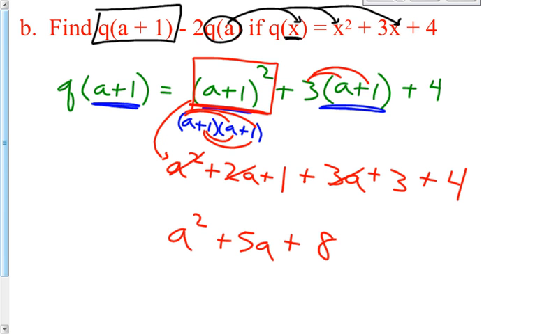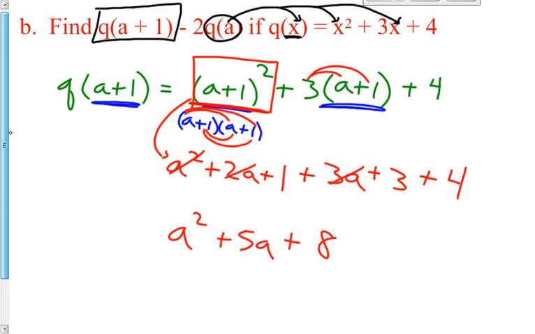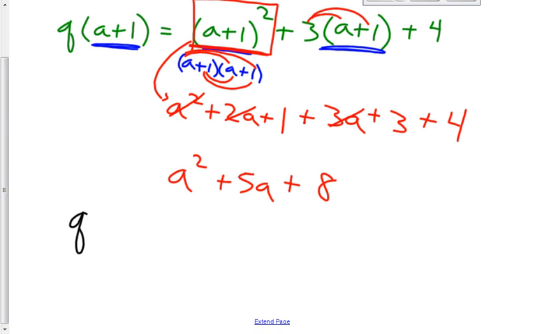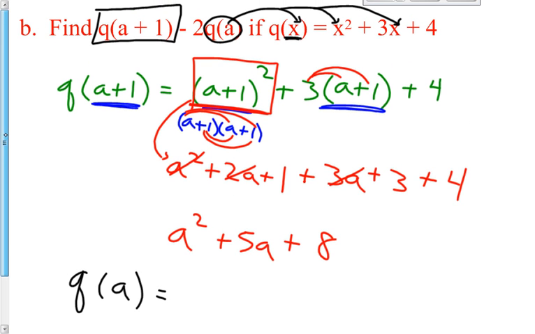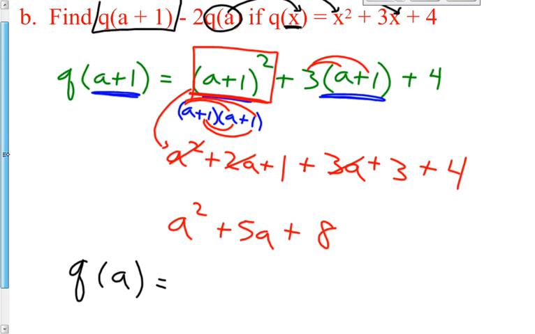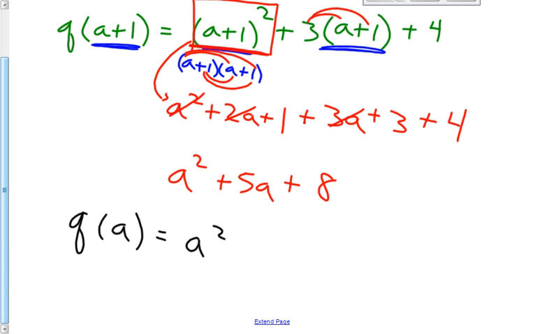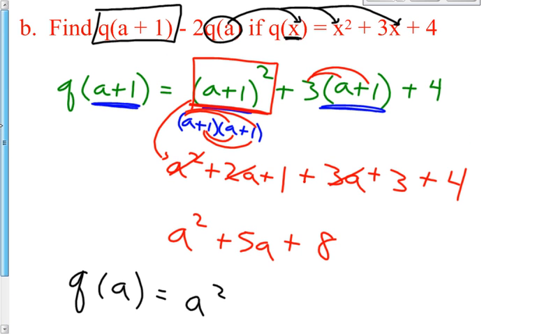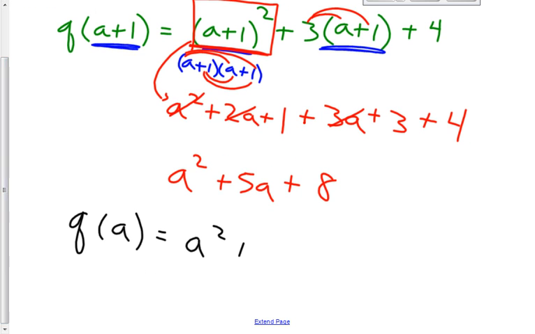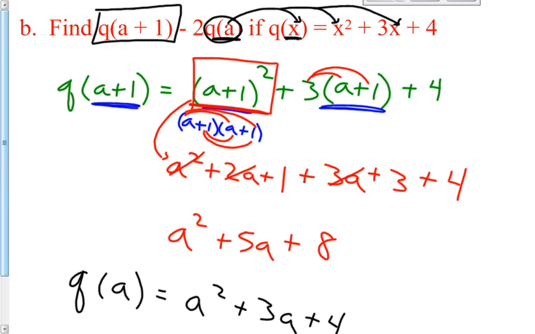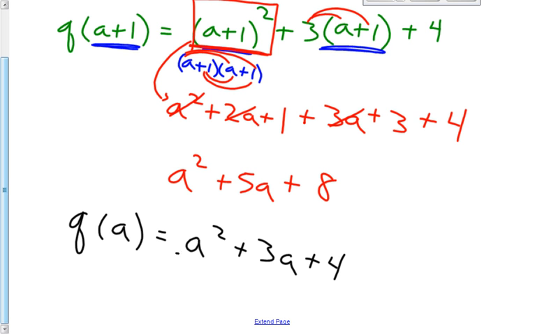Okay? So q of a. That is going to be x squared, which is now a squared, plus 3 times x, which is 3 times a, plus 4. Q of a, which is this part right here, I put an a into each of these values, and now I get this.